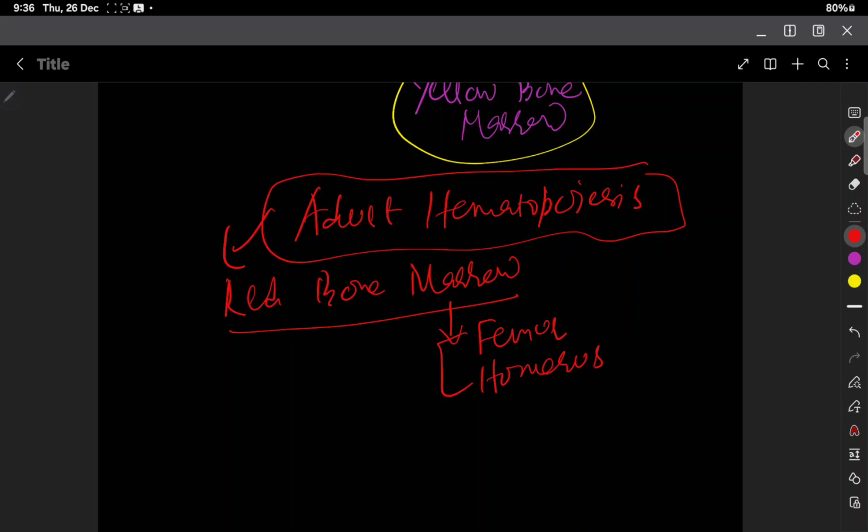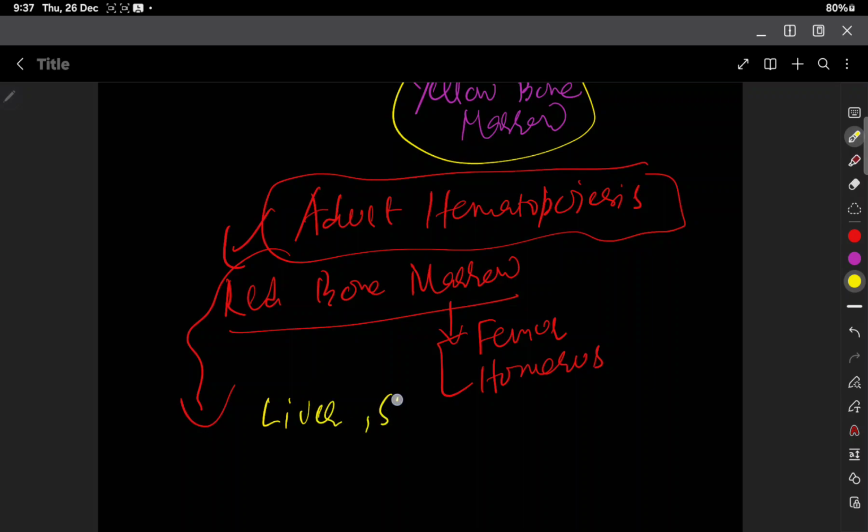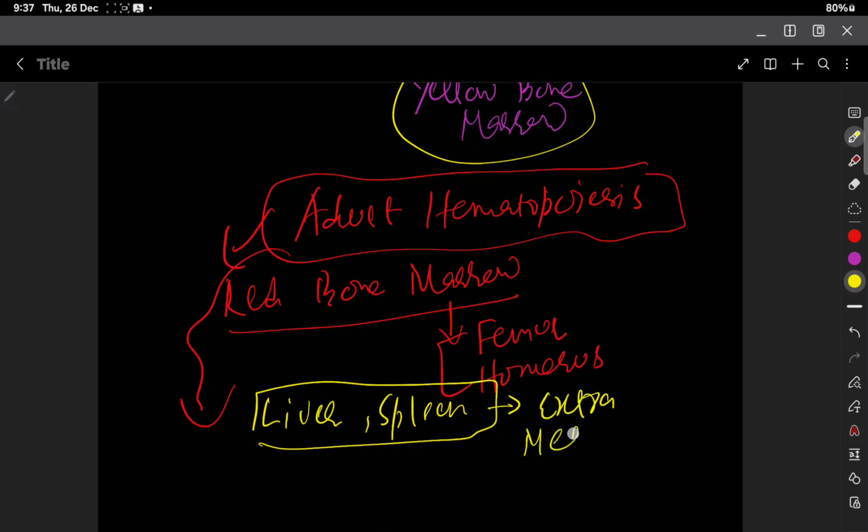In the presence of defective or insufficient hematopoiesis in the bone marrow, expansion of red bone marrow can sometimes occur, so the yellow bone marrow can be converted into red bone marrow. Hematopoiesis can also occur through other organs, for example the liver and spleen. If hematopoiesis occurs in the liver and spleen, other than the red bone marrow, it is called extramedullary hematopoiesis. That's important. Extramedullary hematopoiesis means the formation of the cellular components occurs in the liver and spleen, not in the red bone marrow.